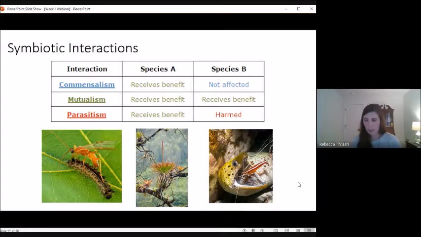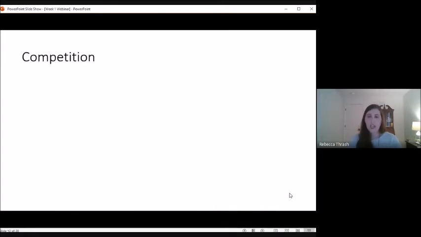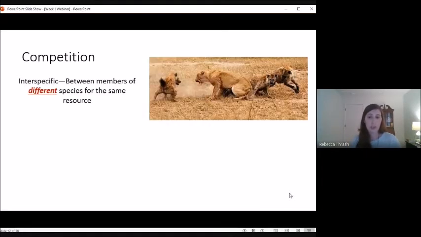So this would be mutualistic. So now there are other interactions that are not defined as any kind of real symbiotic relationship, and this is mostly when we look at competition between species.